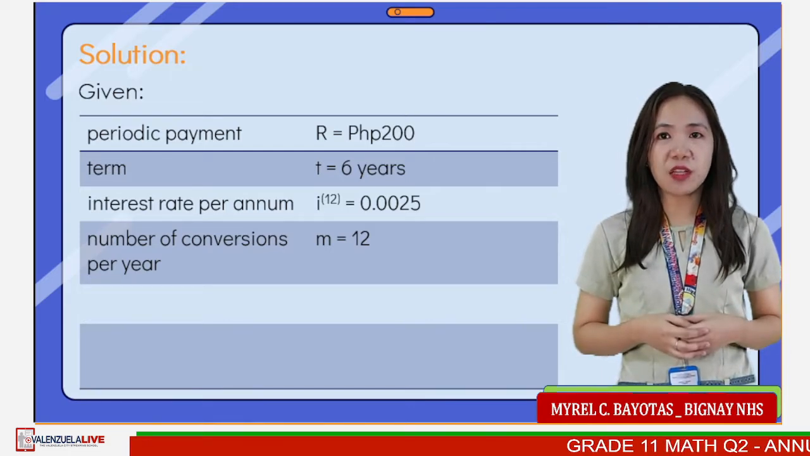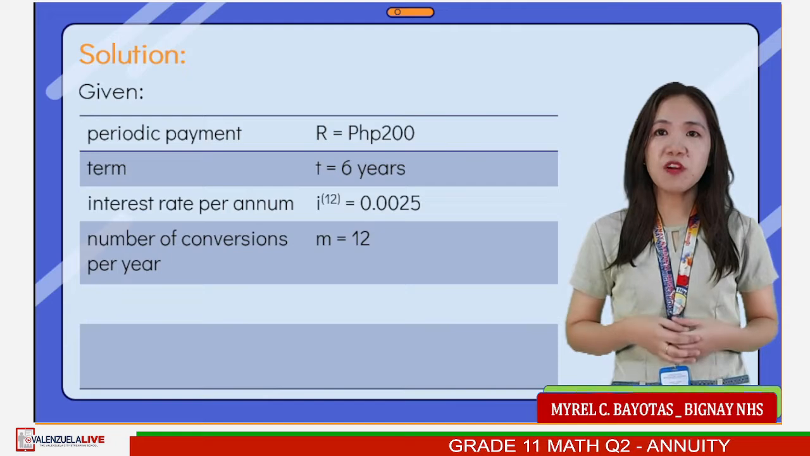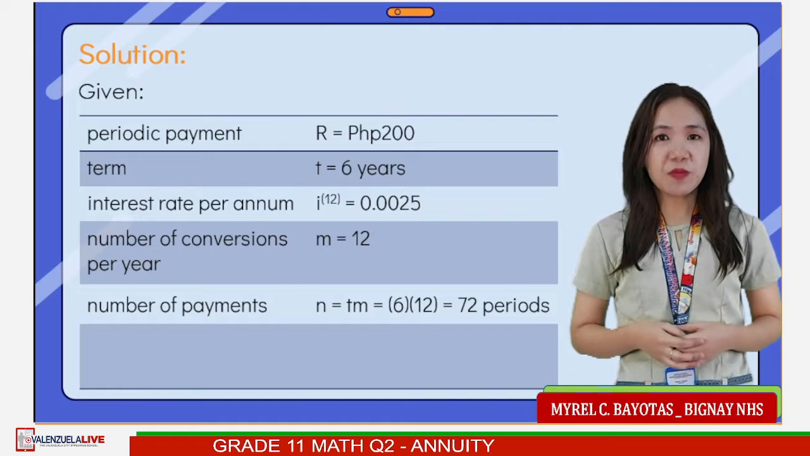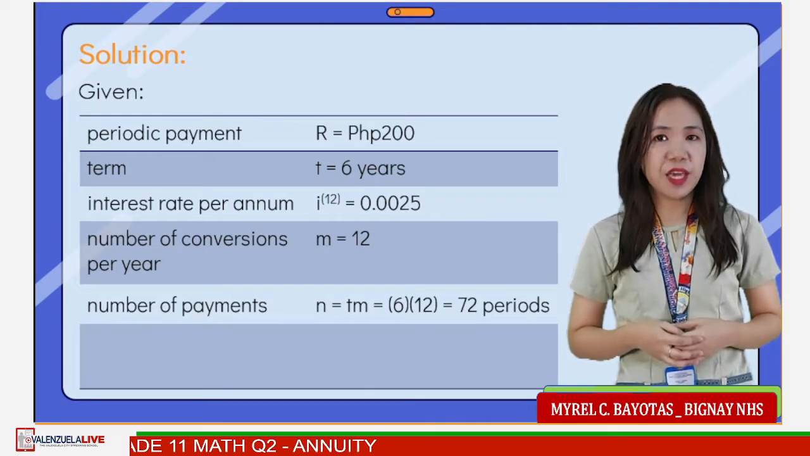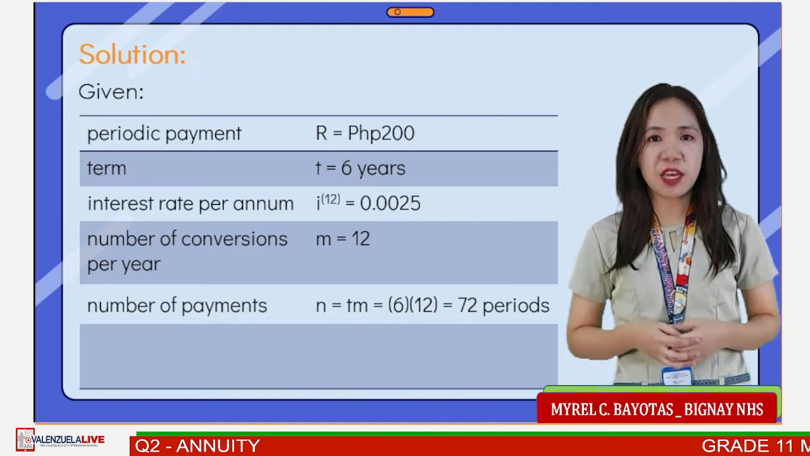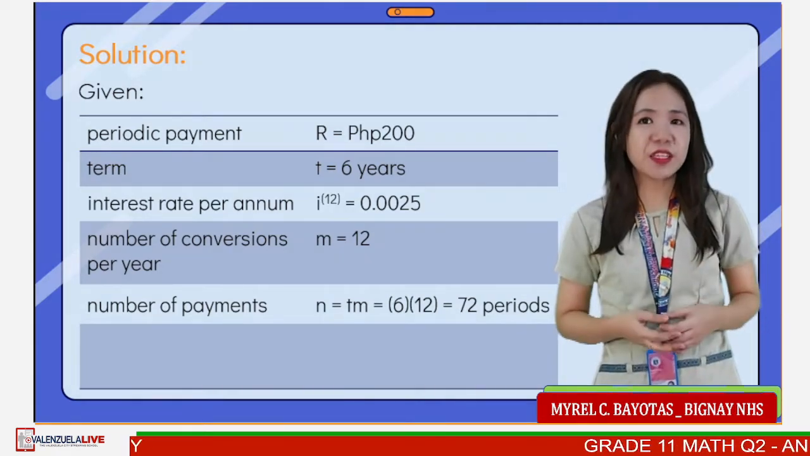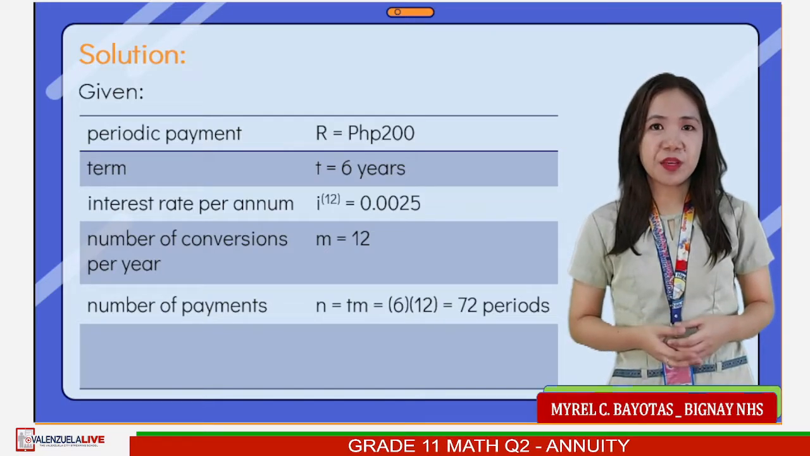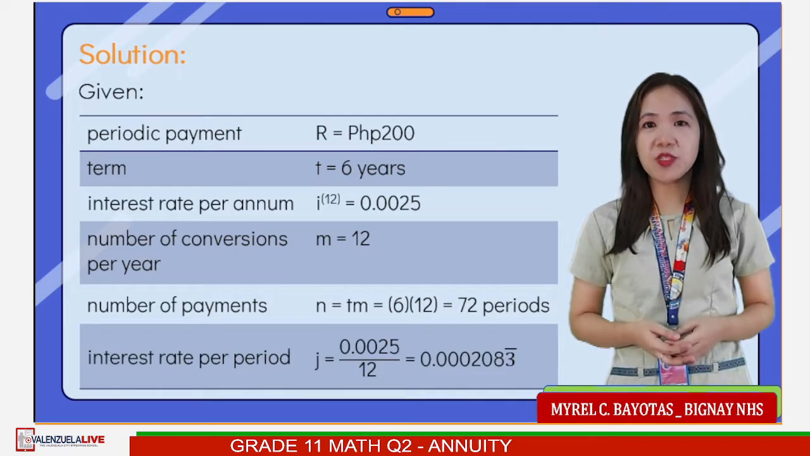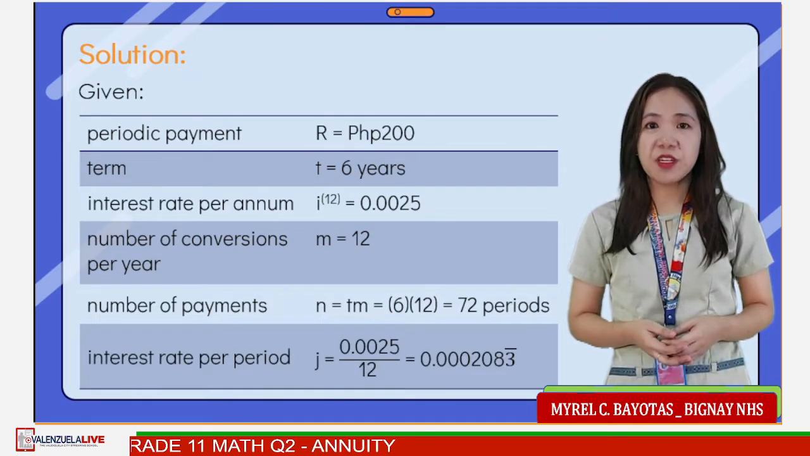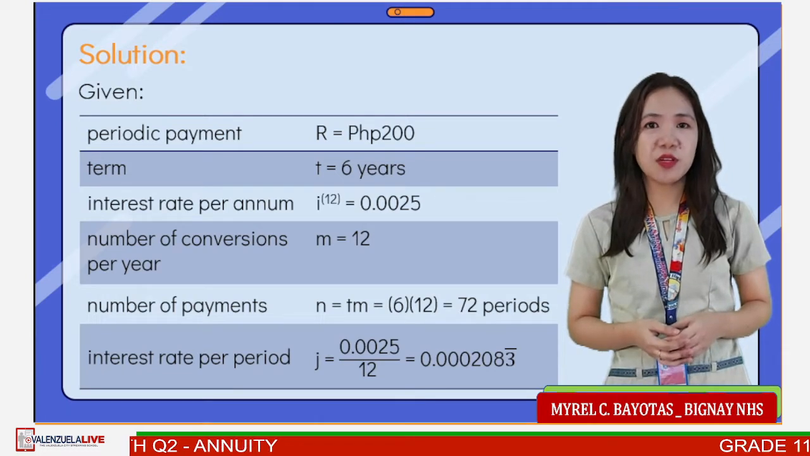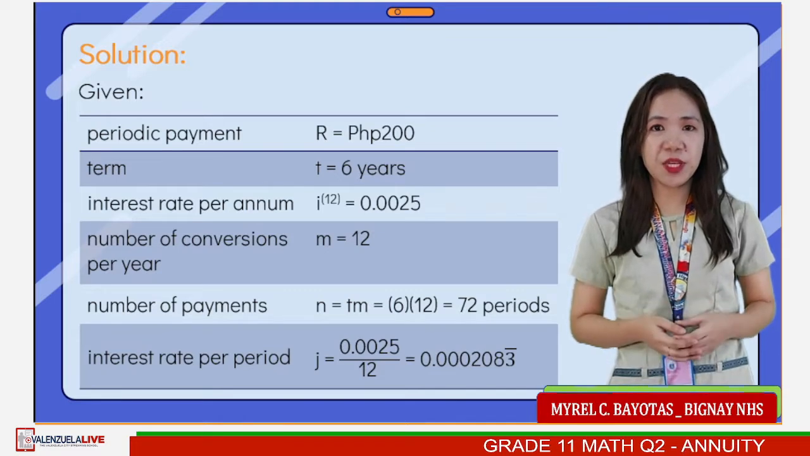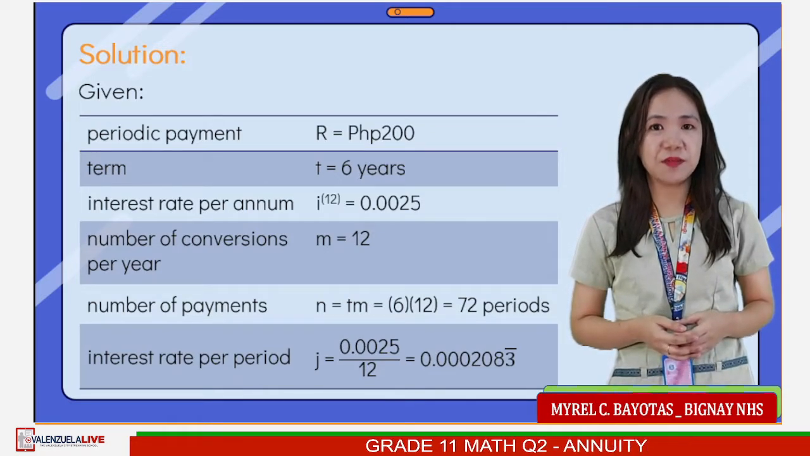And since it will be done consistently for 6 years, the number of payments is N equals T times M. That is, term times the number of conversions per year. N equals 6 times 12, which is 72. Finally, to get the interest rate period, we use the formula J equals I over M. By substitution, J equals 0.0025 over 12. Therefore, J equals 0.0002083. The vinculum means that the value is a repeating, non-terminating decimal at 3.